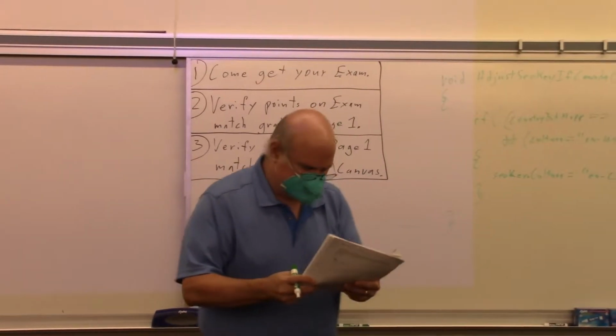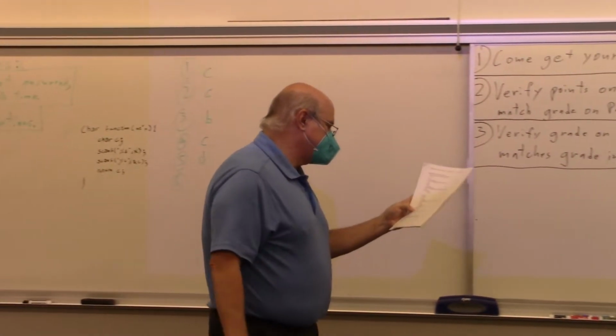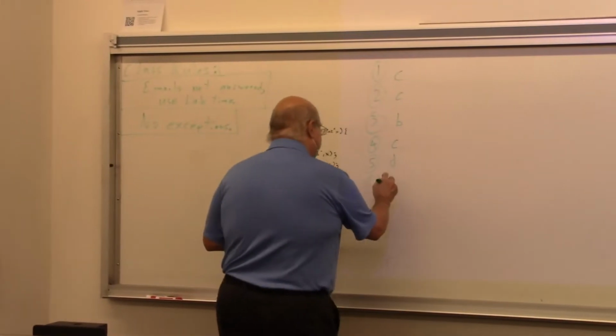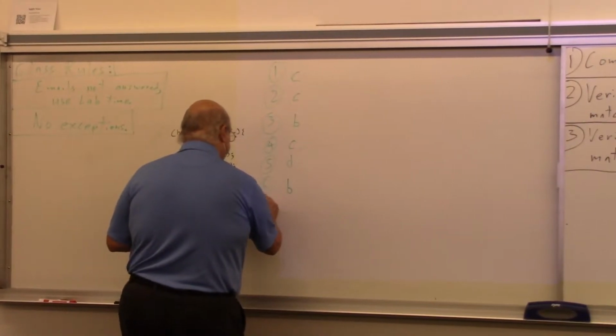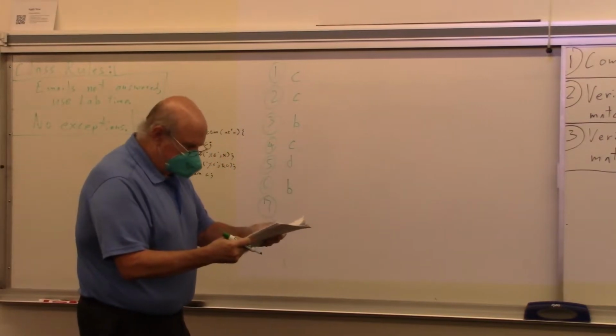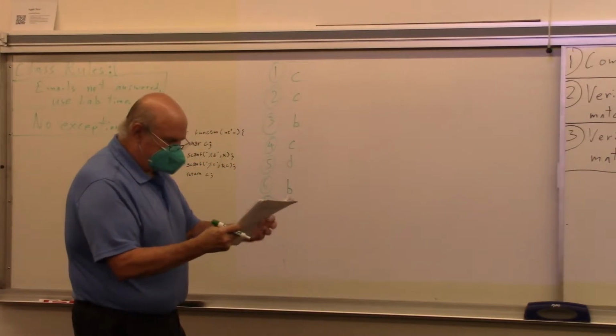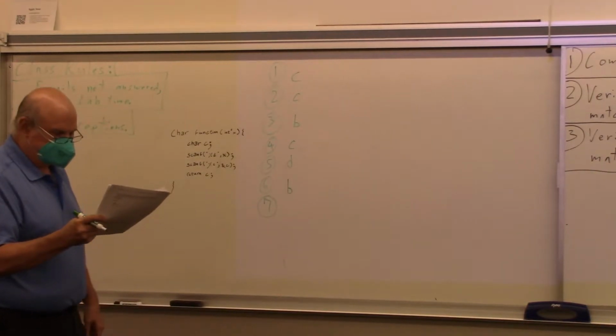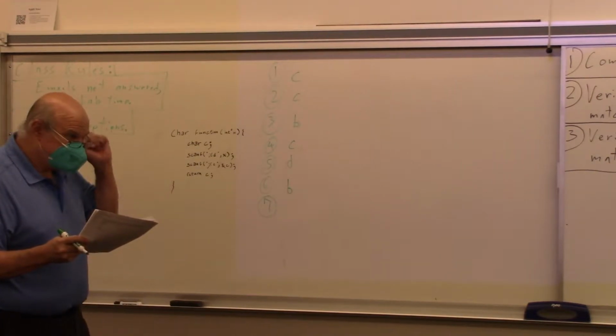Number 6. Which of the following is used for going to the next iteration of a loop? D, continue. Number 7. The do while loop behaves identically to the while loop. True or false? False.